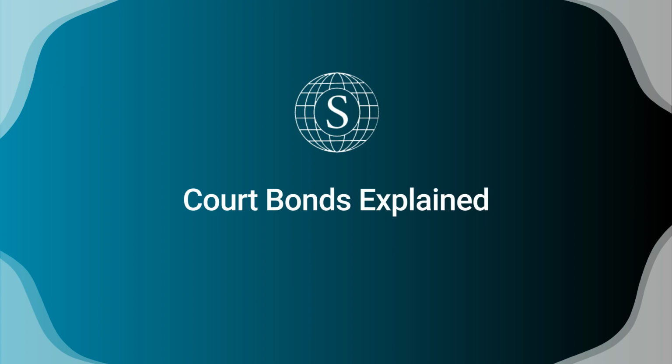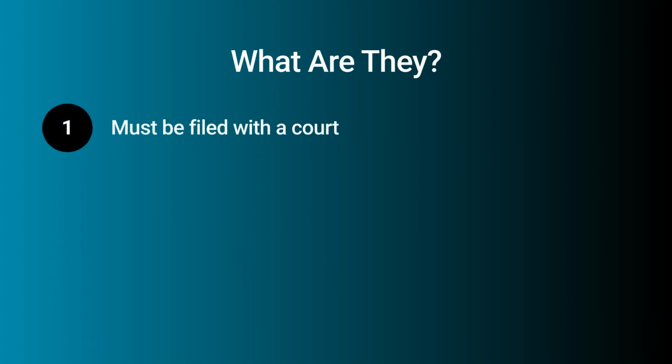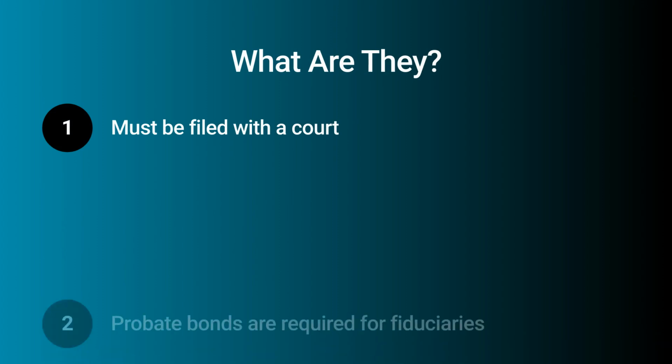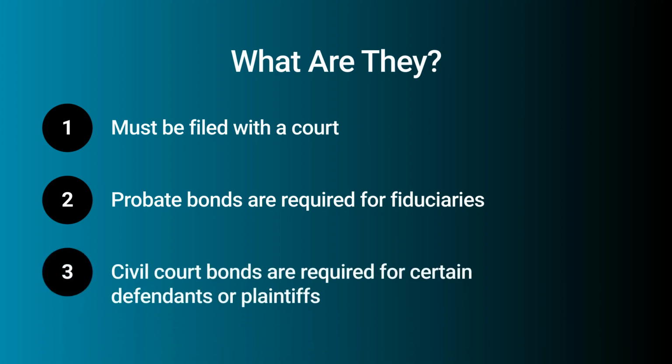Today, we're going to be discussing court bonds. Let's get started. A court bond is a type of surety bond that must be filed with the court responsible for ruling on a court proceeding. Court bonds consist of two primary categories: probate bonds required of court-appointed fiduciaries responsible for managing the estate of a deceased or incompetent person, and civil court bonds required of the defendant or plaintiff in a civil court proceeding.